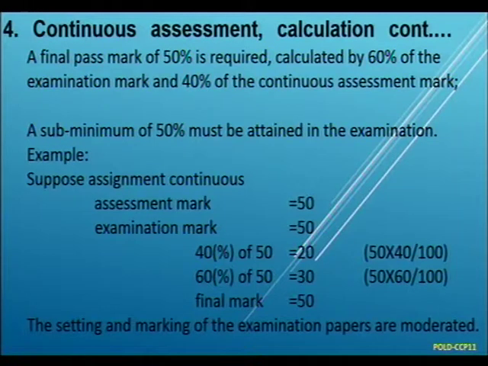So, for example, let's suppose your assignment continuous assessment mark is 50 and your examination mark is 50. It will be calculated as 40% of 50, which is 20. It's worked out as 50 times 40 over 100, and your examination mark will be 60% of 50, which is 30. So it will be 50 times 60 divided by 100. So your final mark will then be 20 plus 30, which is 50.